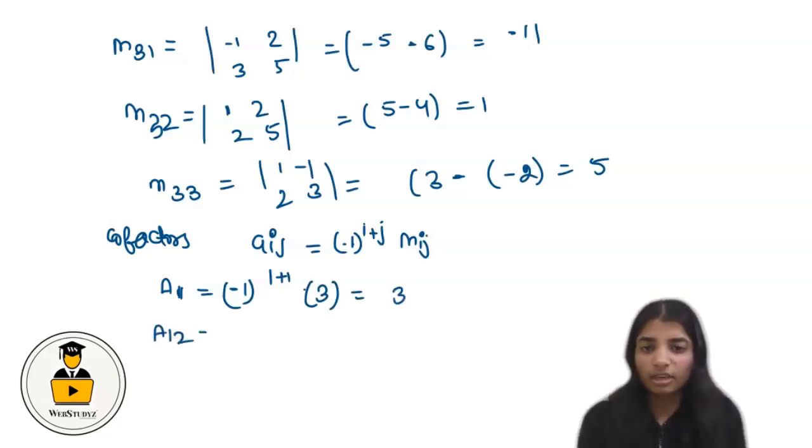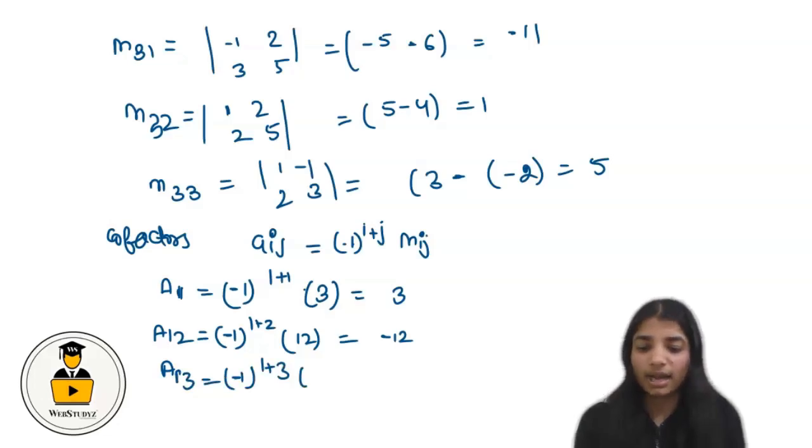In the same way, the value of A12 is minus 1 raised to the power 1 plus 2 multiplied by the minor, that is 12. So from here, minus 1 raised to the power 3 is minus 1 multiplied by 12 is minus 12. In the same way, the value of A13 is equal to minus 1 raised to the power 1 plus 3 multiplied by its minor, that is 6. So minus 1 raised to the power 4 is plus 1 multiplied by 6 is 6.